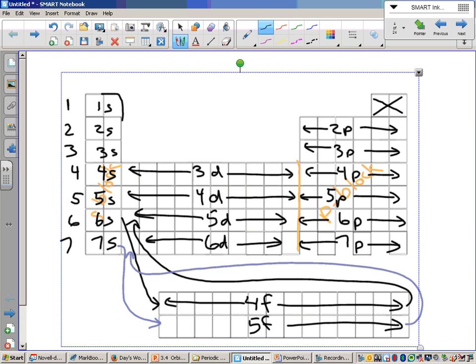The s block, because those are the orbitals that are being filled at the time for these elements. The p block, because these are the orbitals being filled at the time for these elements. Just to complete it, we obviously have a d block. And obviously down here we've got an f block.